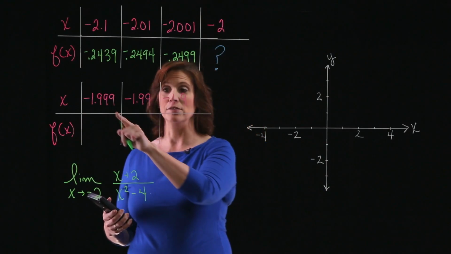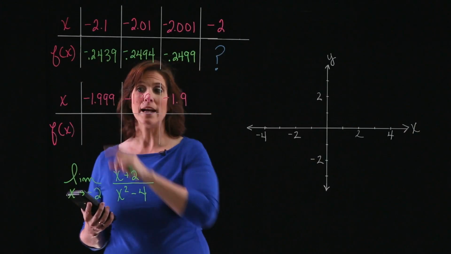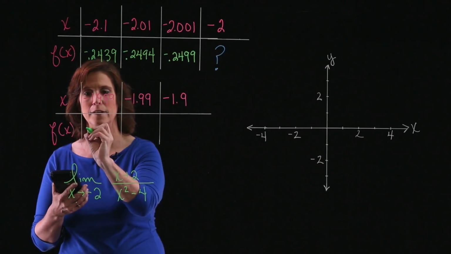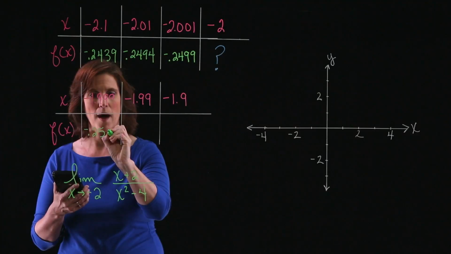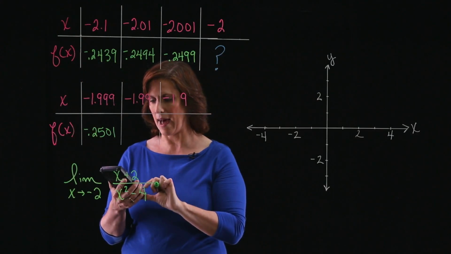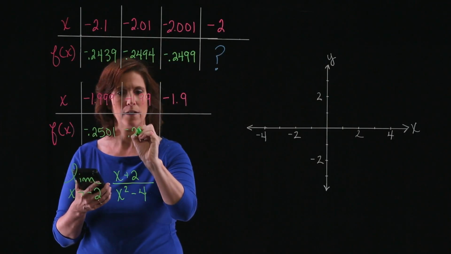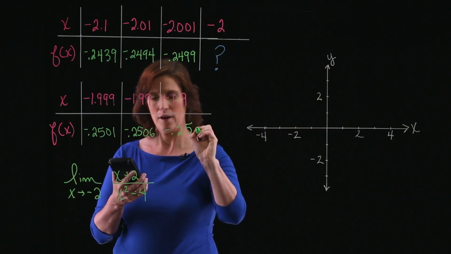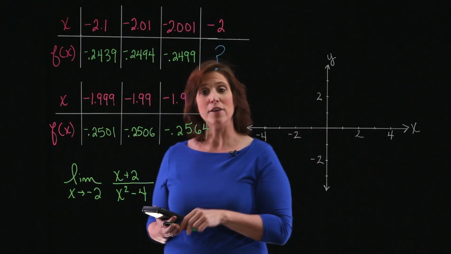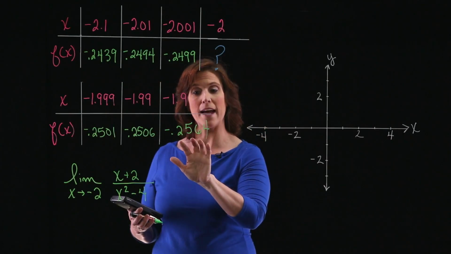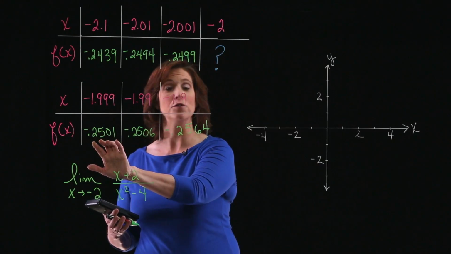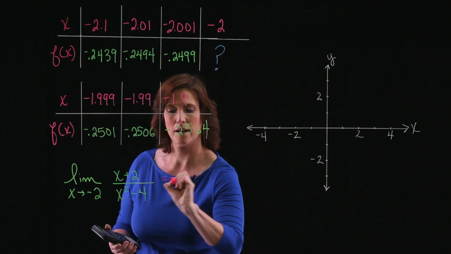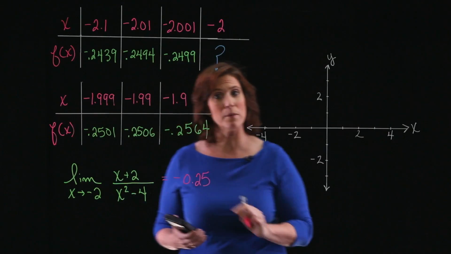So I'm also going to look at some values getting closer and closer to -2 from the right side. If I plug -1.999 into my function, I get -0.2501. When I plug in -1.99, I get -0.2506. And when I plug in -1.9, I get -0.2564. Notice my values are getting closer and closer to -0.25 as I go in this direction. So approaching from the right-hand side, I'm also approaching the number -0.25. So that's what I believe is my limit.